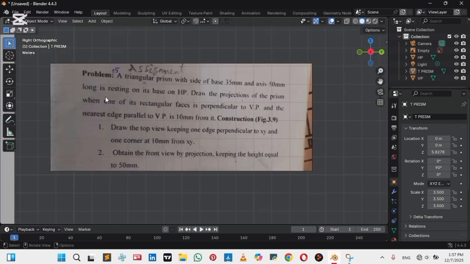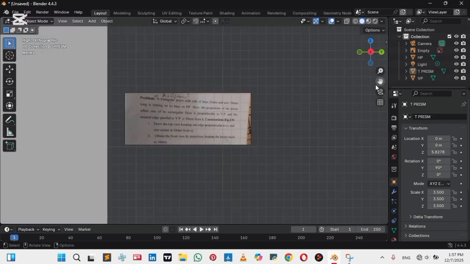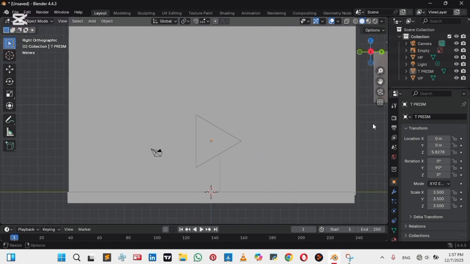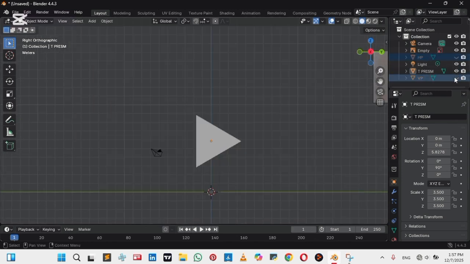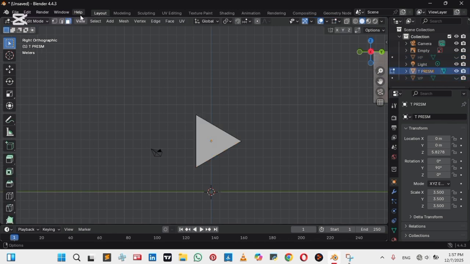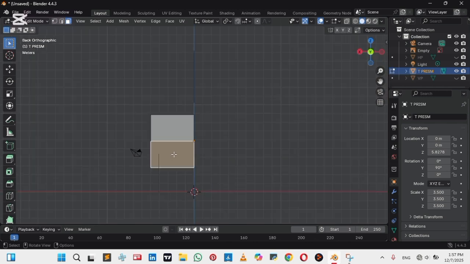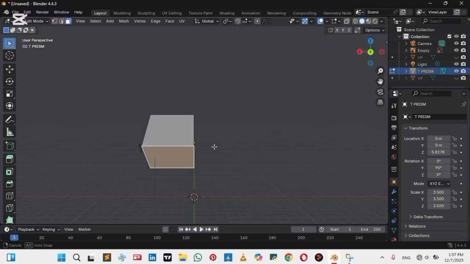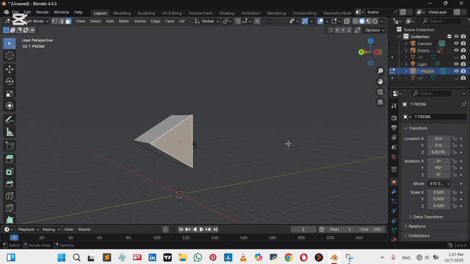The question says the base is resting on the horizontal plane. The base is resting on the horizontal plane. So this is the base. This triangle here is the base. You see, the triangle is the base. These rectangles here, these are the faces. They are not the base, but the triangle, that's the base.